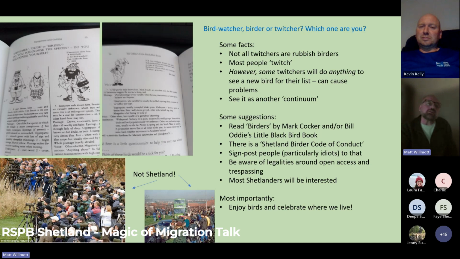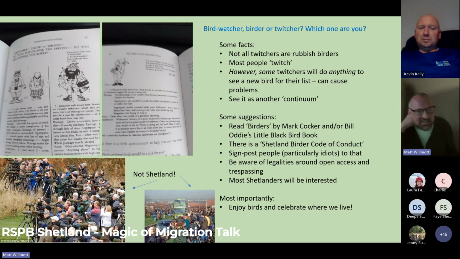But I think there's a serious note, really, that some of those twitchers right at the end of the spectrum will do anything to add a new bird to their list. They really can cause some problems, and there has been some. It's always highlighted, usually in the Daily Mail, about problems that groups of twitchers have caused. But it doesn't happen often. It's not the norm.